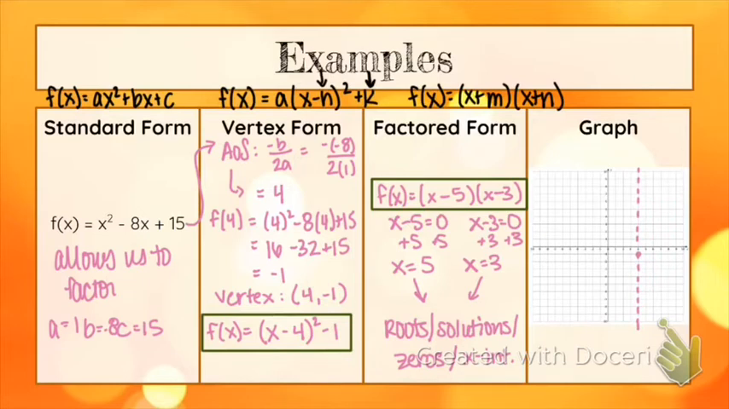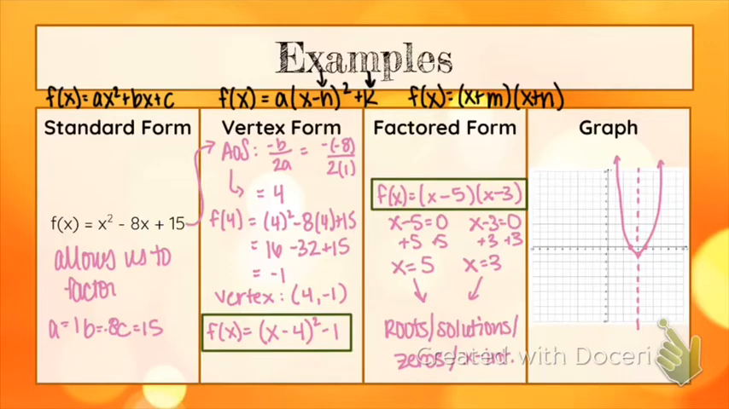And then I know that my solutions or my roots or x-intercepts are at positive 3 and positive 5. So on the x-axis, I know I'm going to have a point at positive 3 and a point at positive 5. So for the purposes of this exercise, that gives us enough information to draw a rough shape of our graph. And that's all you need for this exercise, just a rough shape.